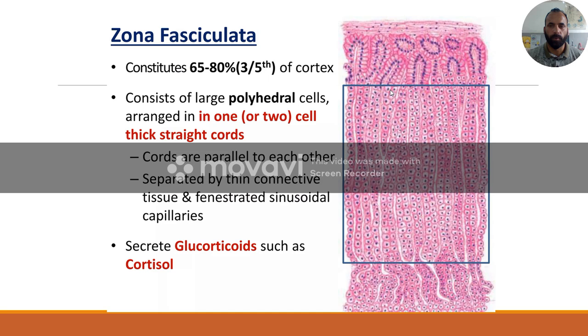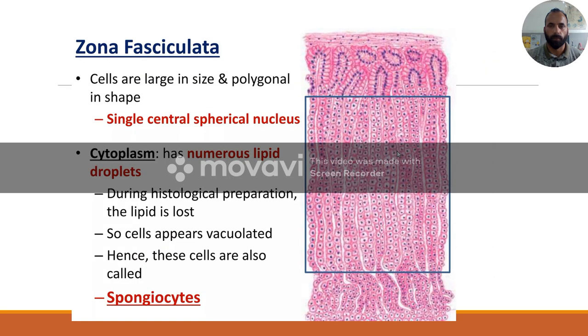The zona fasciculata is the bigger portion of the adrenal cortex. It constitutes about 65 to 80% of the cortex. The cells are polyhedral in nature and are arranged in straight cords, one or two cells thick. This cord is one cell thick, while this cord and this cord have combined together to form a two cell thick cord. These cells secrete the glucocorticoids and cortisol.